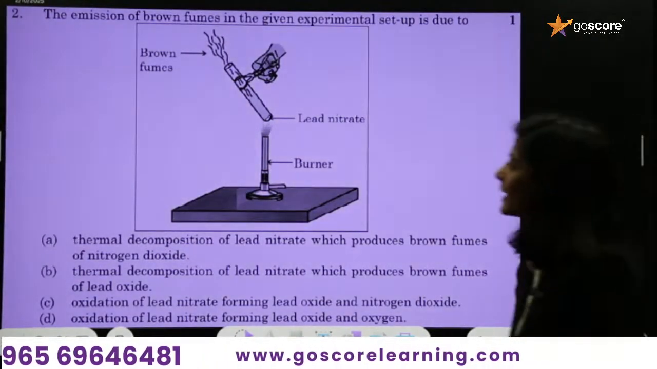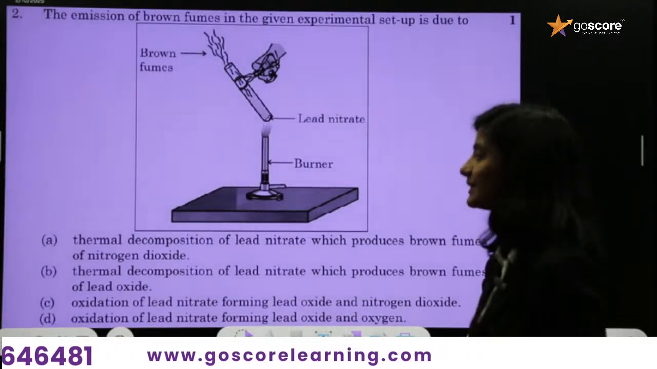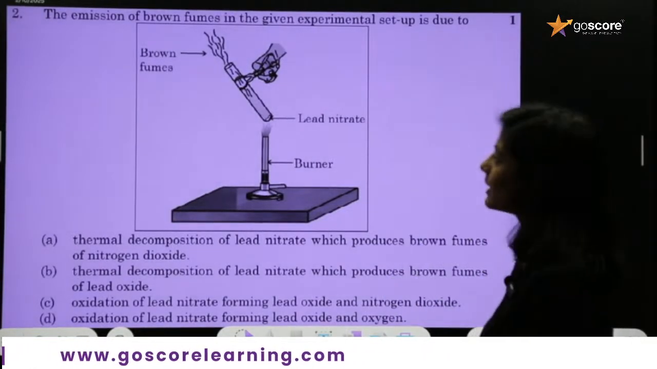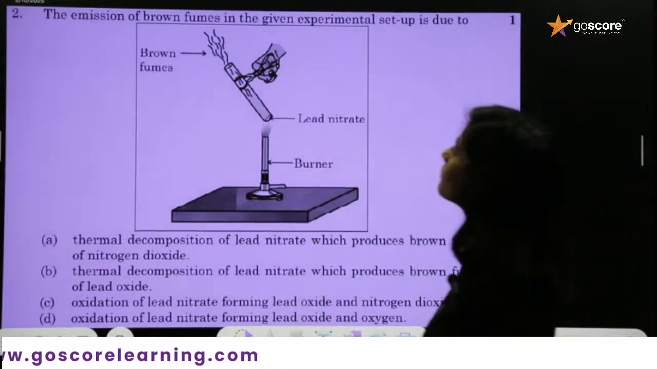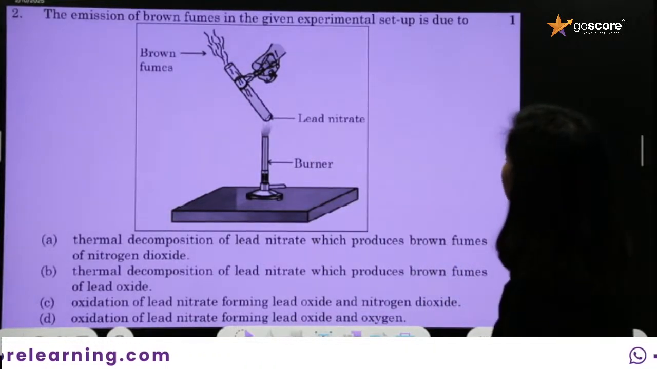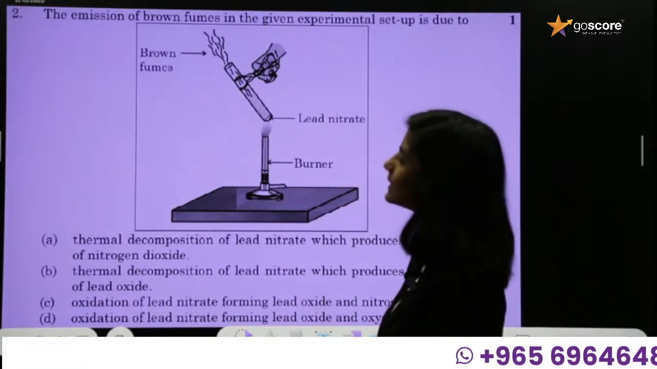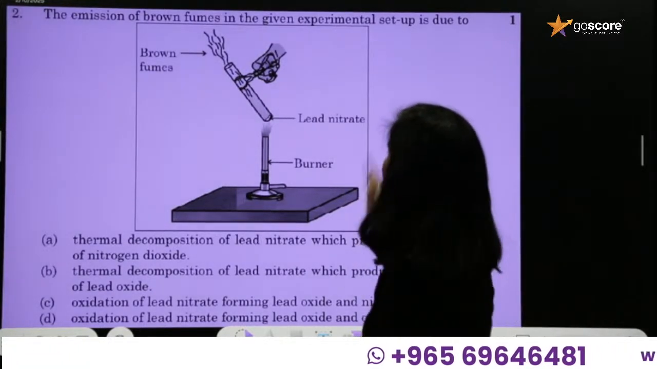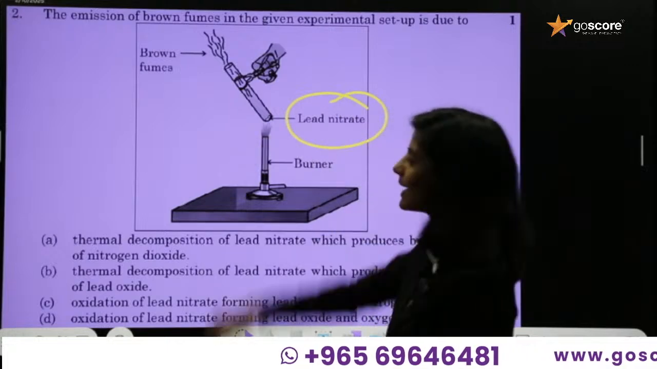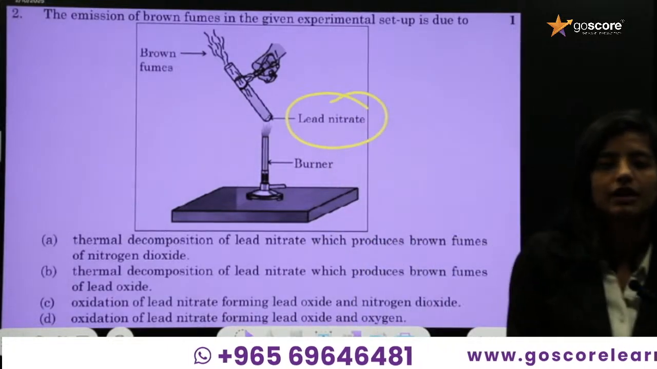Okay. Now, let's look into the next part. Again, an experimental setup. The emission of the brown fumes in the given experimental setup is due to. Okay, we have the brown fumes, and what is there inside the test tube? We have lead nitrate in the test tube. So what is the formula for the lead nitrate?